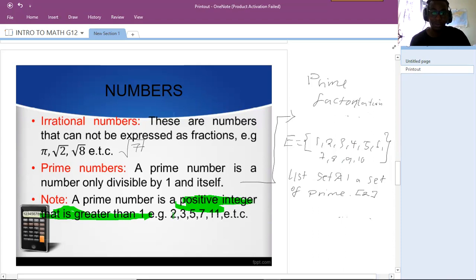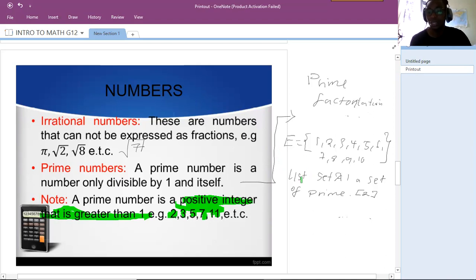So here are some examples. 2 can only be divided by 2 and itself. 3 can only be divided by 3 and itself. 5 can only be divided by 5 and itself. 7 can only be divided by 7, by 1 and itself. 11 can also be divided by 1 and itself. So these are prime numbers. They are only divisible by 1 and themselves.